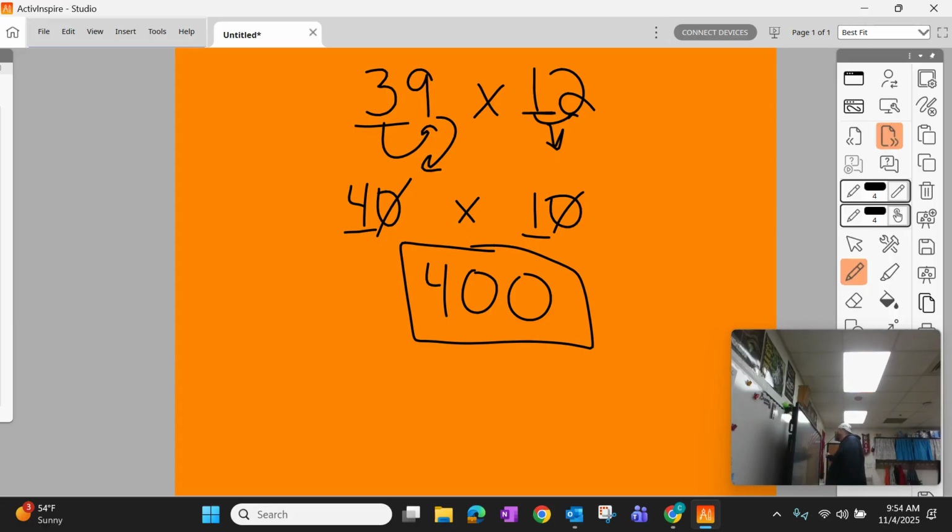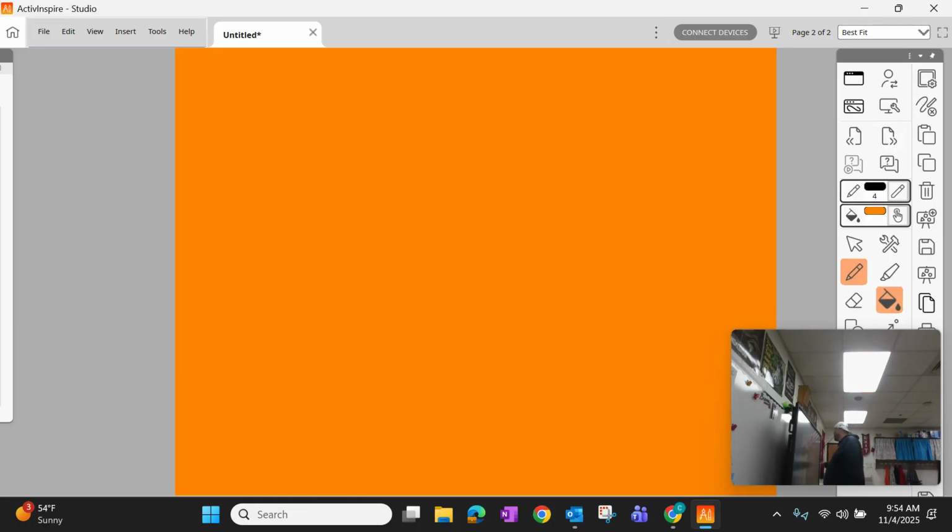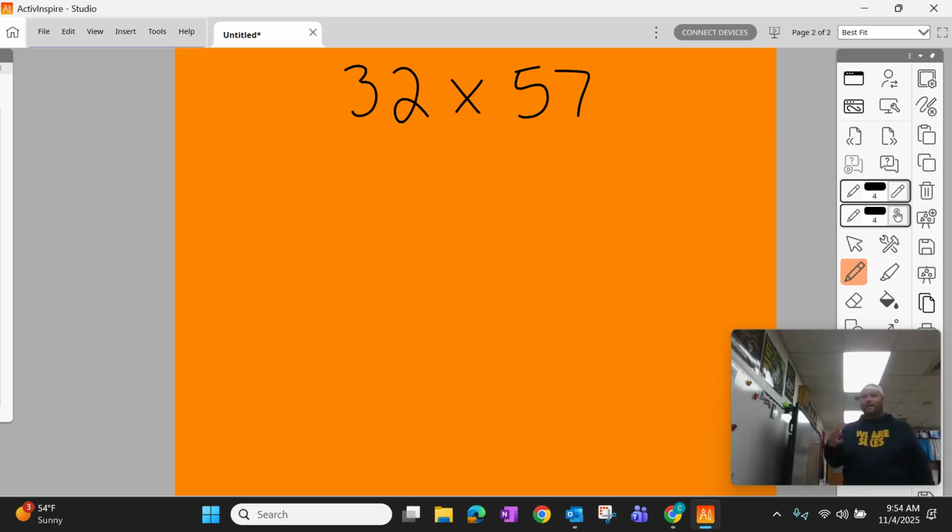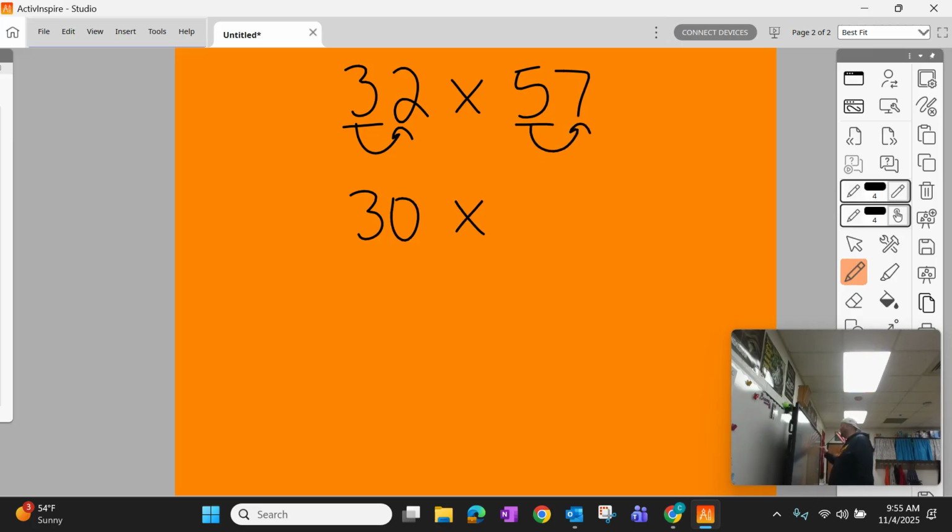So let's try another one here. Let's say you have 32 times 57, and they say, estimate the product or find an estimation for this problem. Again, we only have 2 by 2, so we can only round to the tens place. Underline the 3, look to the 2. 2 is 4 or less, let it rest. So that's going to be 30. And then 57. Underline the 5, look to the 7. All right, rounding up, that's going to be 60.